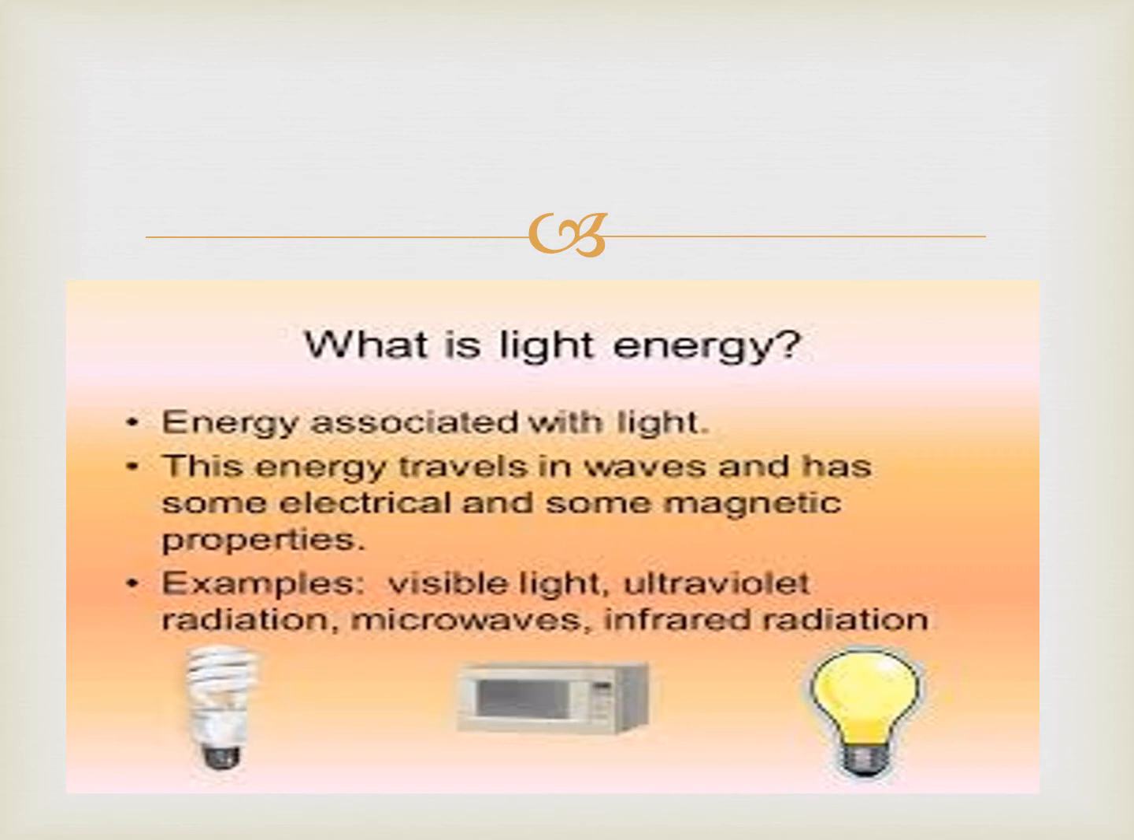We can say that it is the form of energy associated with light. This light travels in waves and has some electrical and magnetic powers. For example, the visible light, the ultraviolet light, the lights which are emitted from the microwaves, and the infrared radiations.